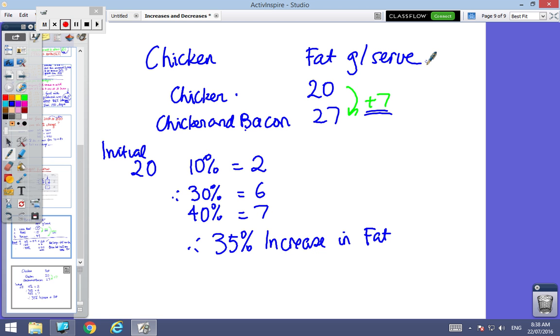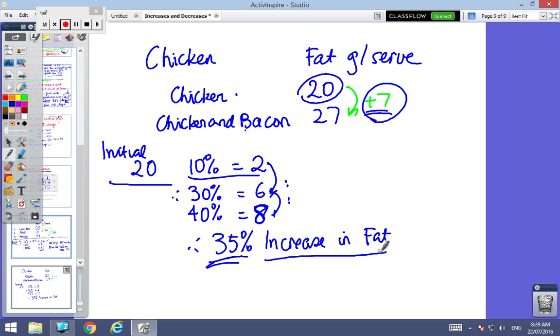increase. Going back to the initial amount, which is 20, 10% is 2, trying to get up to 7 as quick as we can, so triple it is 30, and then add, actually 40% would be 8. 6 plus 2 is 8. So to get up to 7, we're halfway between 30 and 40, so there's a 35% increase in fat, grams per serve for the chicken burger, but there was a 400% increase in fat for the beef. So you can have a discussion about that. If you're going to increase the fat, perhaps the chicken burger was less of an increase in fat.